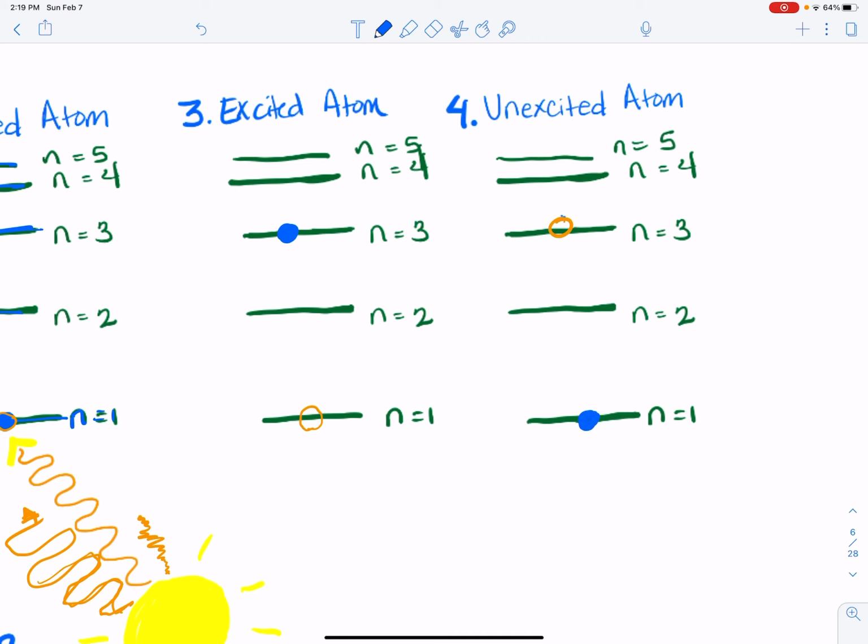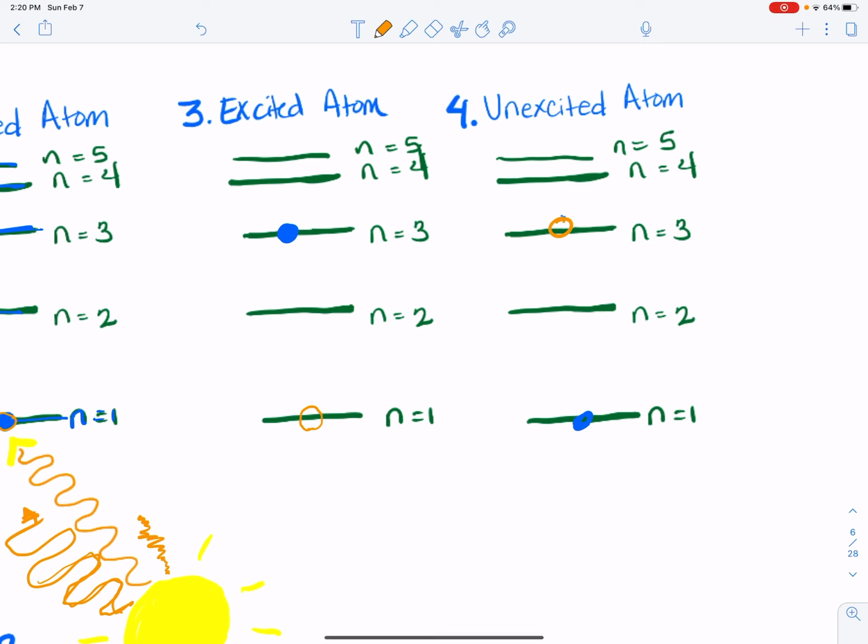How does he do that, though? He has all this energy. He absorbed this energy, and he drops back down. By the way, he could also just drop to here. Why don't we have him drop to here and then drop to here? So he could drop in all different ways. He doesn't just have to drop to the very lowest spot.